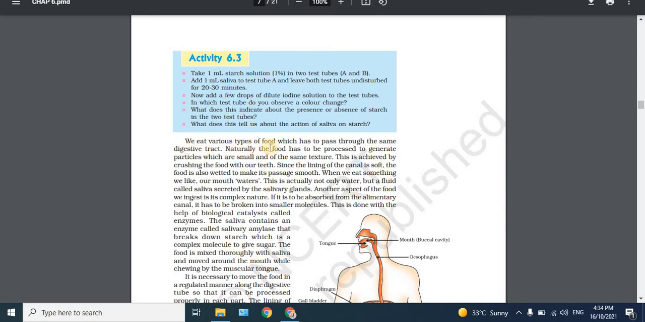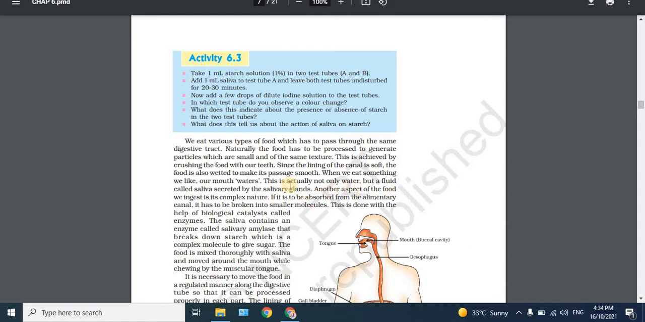We eat various types of food which has to pass through the same digestive tract. Naturally, the food has to be processed to generate particles which are small and of the same texture. This is achieved by crushing the food with our teeth. Since the lining of the canal is soft, the food is also wetted to make its passage smooth. When we eat something, we like it when our mouth waters. This is actually not only water, but a fluid called saliva, secreted by the salivary glands.